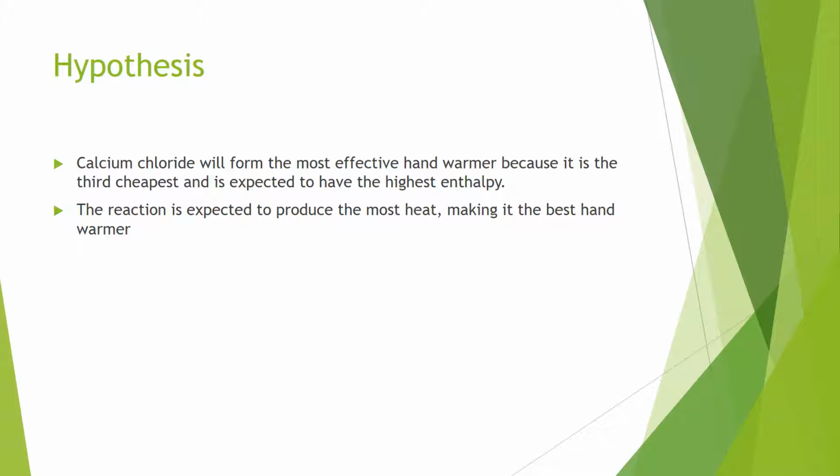Our hypothesis is that calcium chloride should be the most effective hand warmer because it has a reasonable cost and is expected to have a comparatively high output of heat. Calcium chloride is commonly used as road salt during the winter to prevent ice buildup on roads. Because of its ability to somewhat melt ice, it should be the most effective hand warmer.